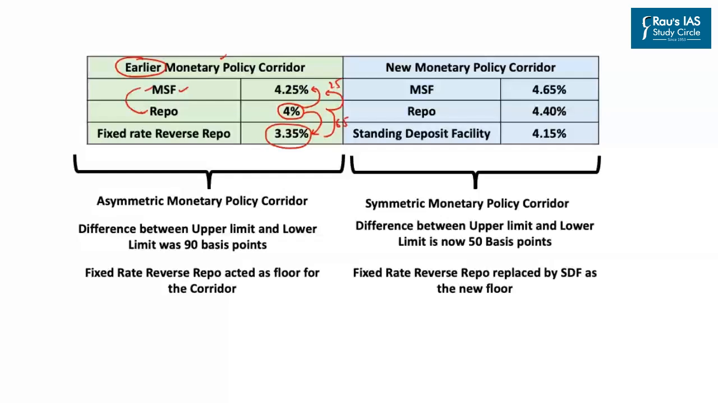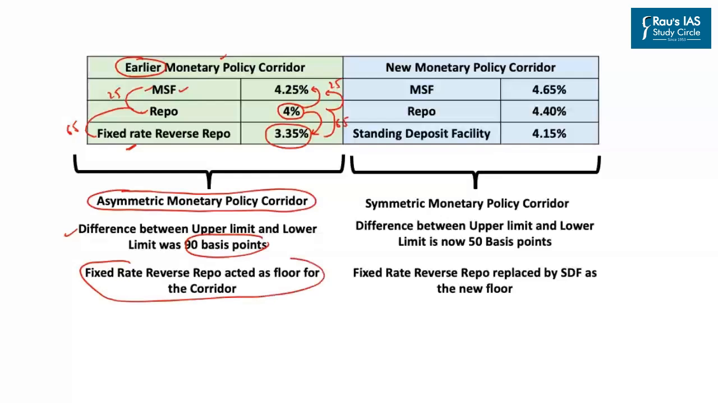The difference between repo and upper limit was 25 basis points and the difference between repo and the lower limit was 65 basis points. That is why this monetary policy corridor, which was in existence before, was referred to as an asymmetric monetary policy corridor. Overall, the difference between the upper limit, that is MSF, and the lower limit, that is the fixed rate reverse repo, was 90 basis points. And the floor of the monetary policy corridor was actually the fixed rate reverse repo.